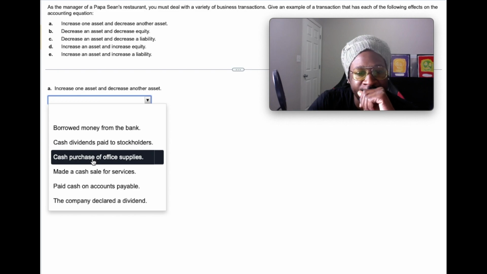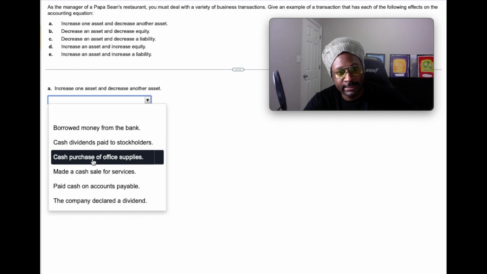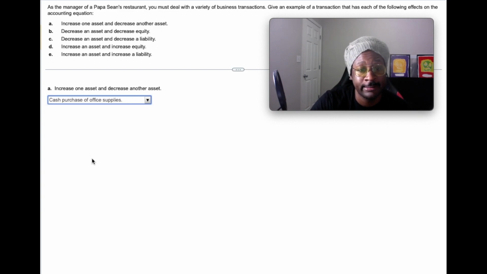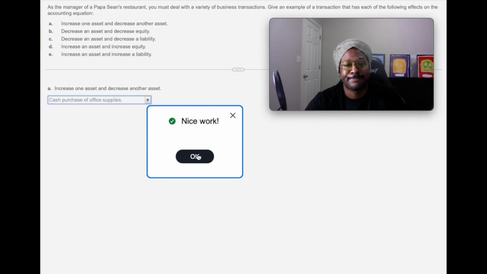Cash purchase for office supplies. Okay, so what are the key words in there? We purchase cash and office supplies. Both cash and office supplies are assets. And guess what, gang? The cash is going down because we used it to purchase office supplies, causing the other asset to go up. So this is the answer right here. Let's check it. Bags all day.